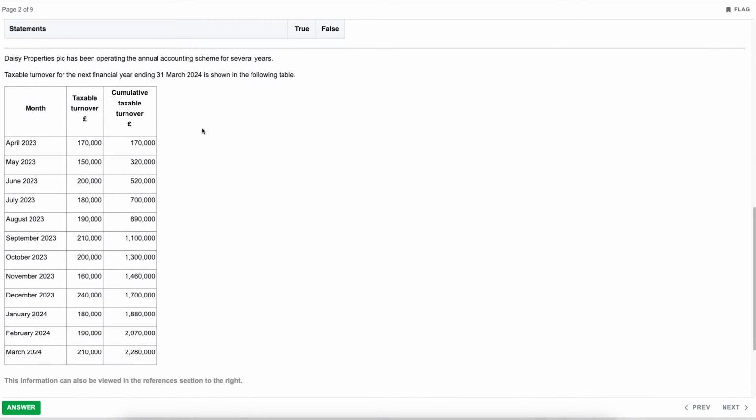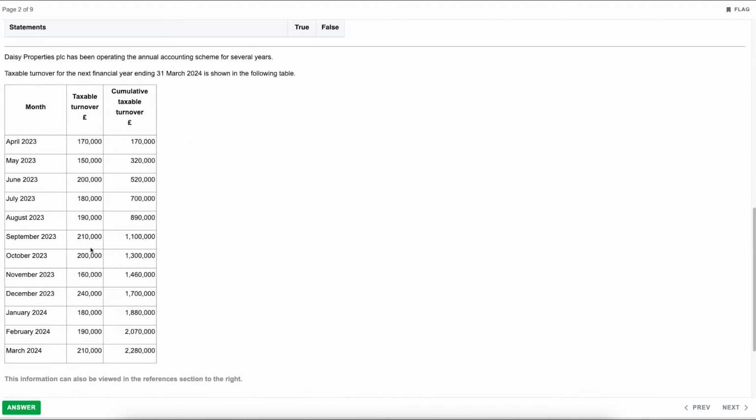Okay. Now in this table, we've got the taxable turnover each month and the cumulative taxable turnover. And it's been nice and kind because it's given it basically from the start of the financial year. Okay, so our year end is the 31st of March 2024. So obviously the first month in this financial year is April 2023. Now we can see, according to the cumulative taxable turnover, that we will go over the 1.6 million limit in December.